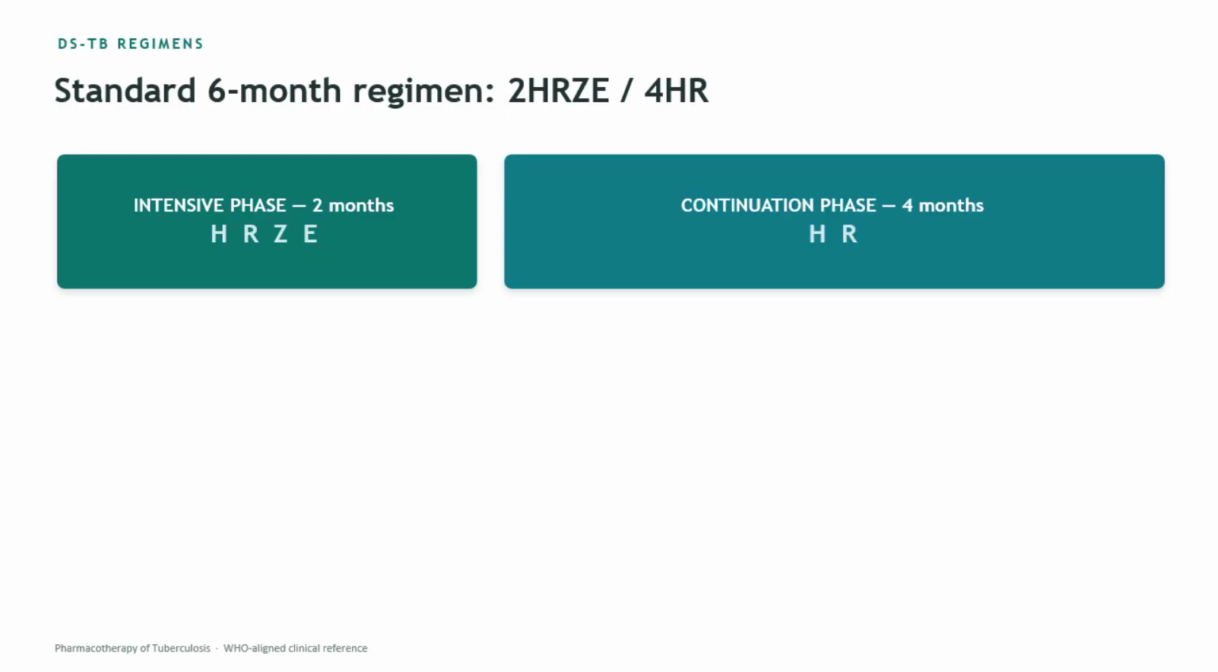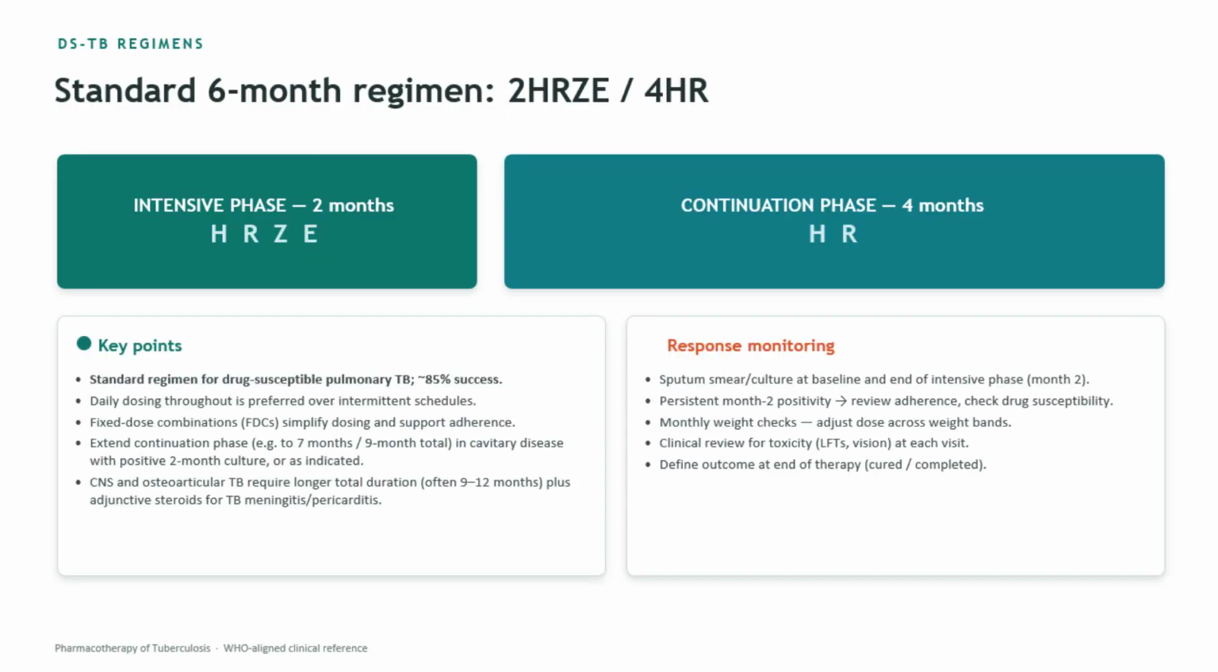Now, the regimen everyone should know, called the standard 6-month course, written 2HRZE/4HR. 2 months of all 4 drugs, then 4 months of isoniazid and rifampicin. About 85% success in drug-susceptible pulmonary TB.